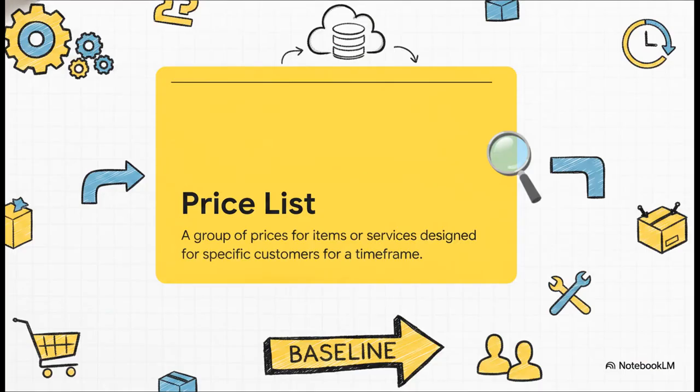At its core, a price list in Oracle is exactly what it sounds like, but highly contextualized. It's basically a group of prices for specific items or services designed for a certain set of customers and valid for a very particular time frame. This is your baseline. The pricing engine always needs a starting point, which it calls the base list price, before it applies any of that fancy math later on.